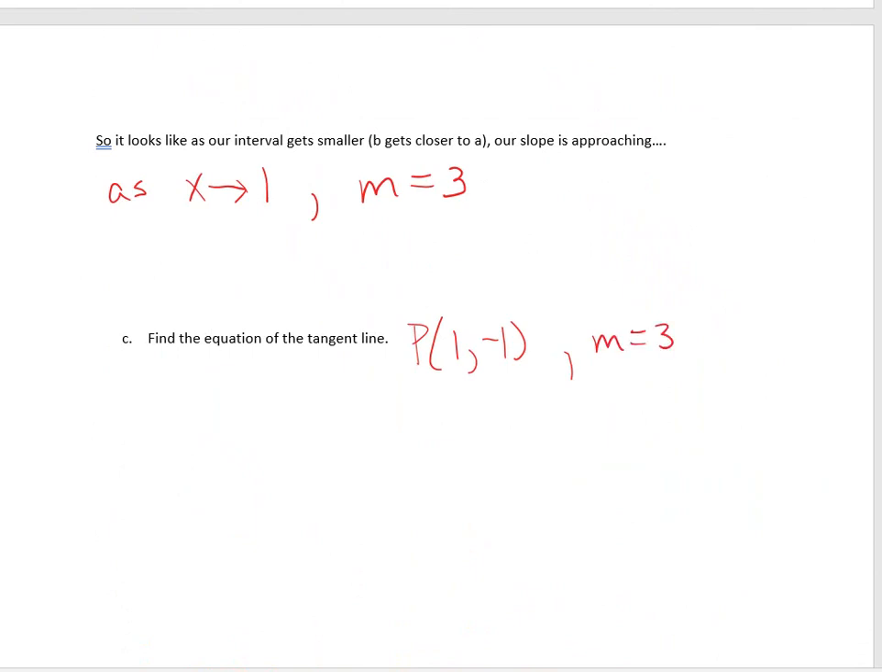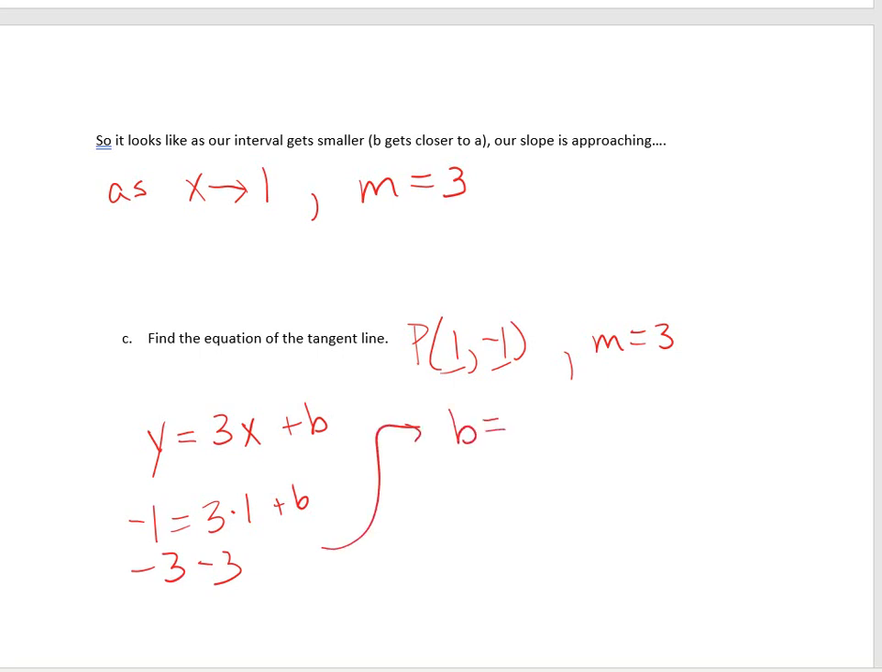So like the previous example, I'm going to have y equals 3x plus b. I'm going to plug in my x and my y. So when I solve for b, what I'm going to get is that b is going to be negative 4. So my equation will be y equals 3x minus 4.